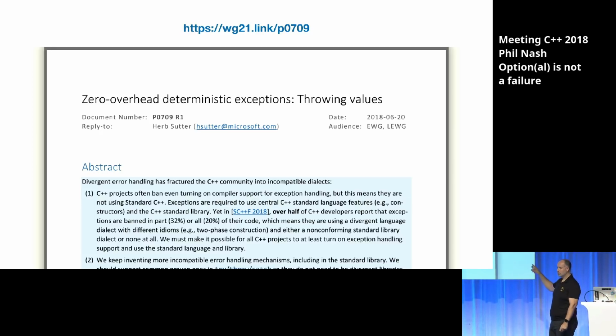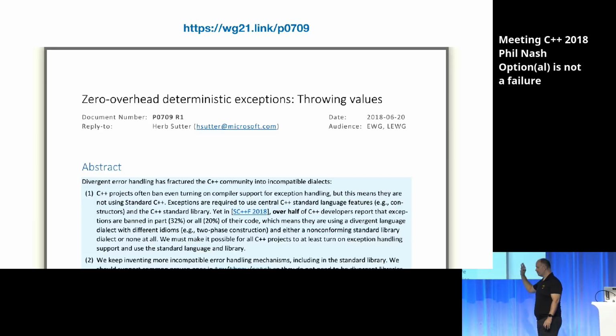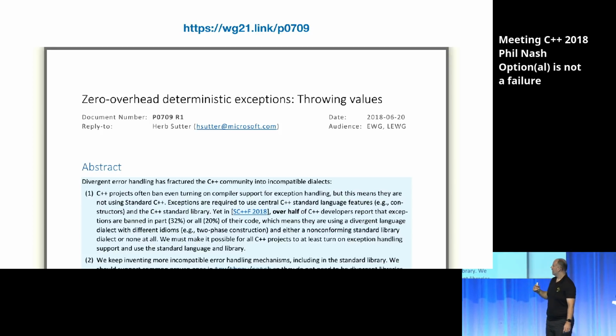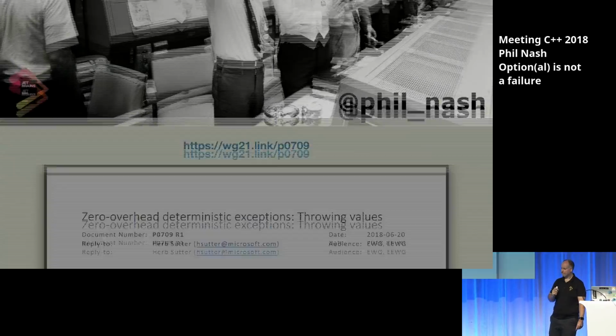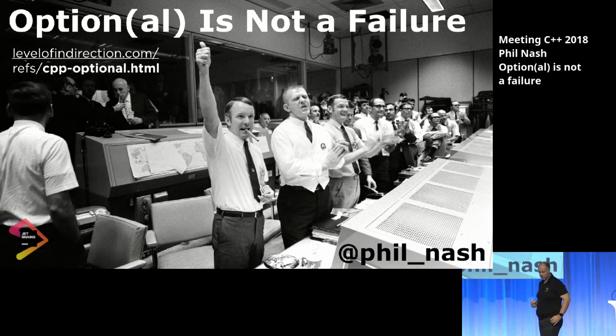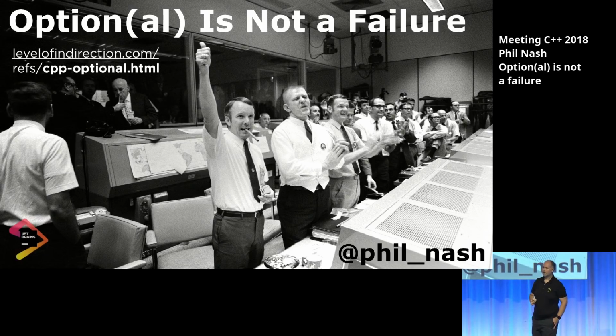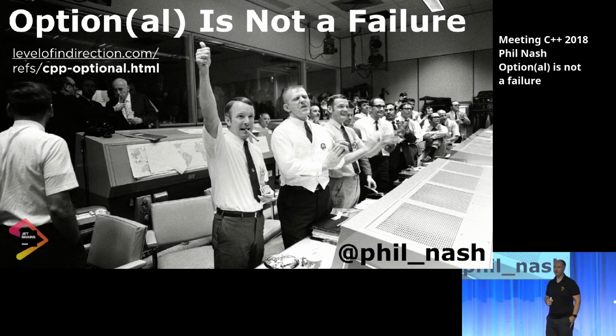There's also a couple of supporting proposals, which I'm not going to have time to talk about now, but I'm going to give you a link in a minute to a page of references for this talk. It's got about 6 standards papers and about 27 other references, loads of material if you're interested. But I'm going to finish this talk for now. There's the link, level-of-indirection.com/refs/CVP-optional. So I'll leave that up there.